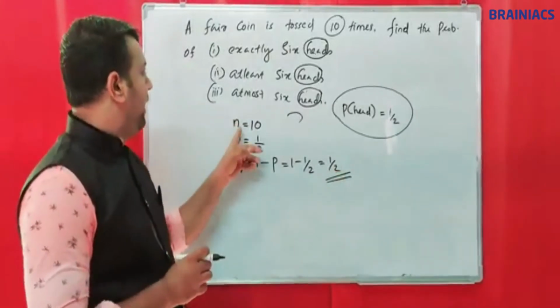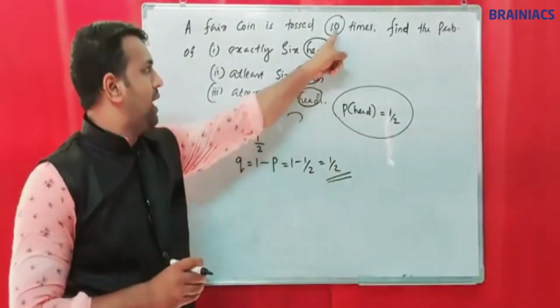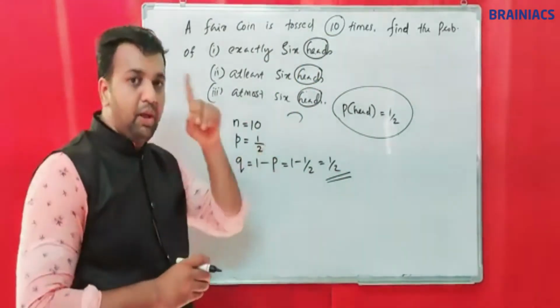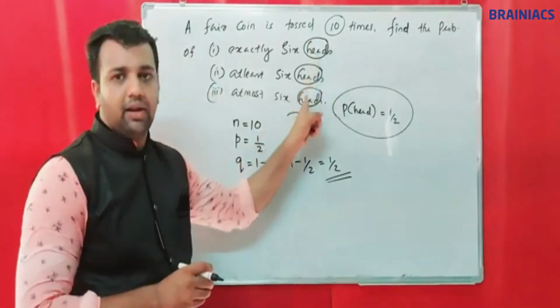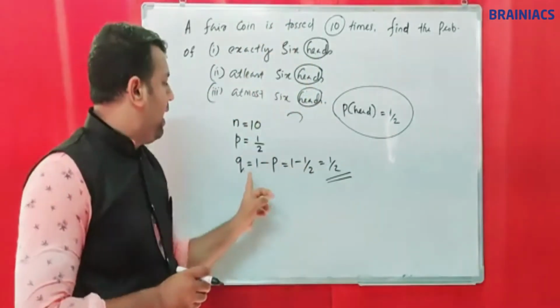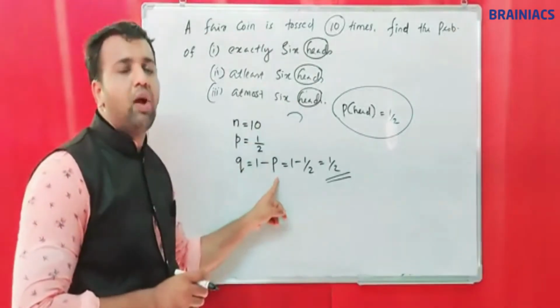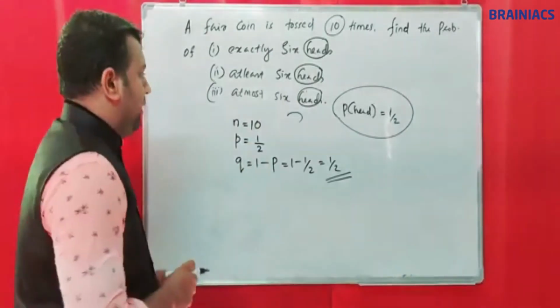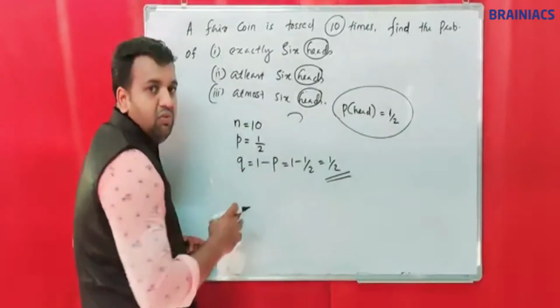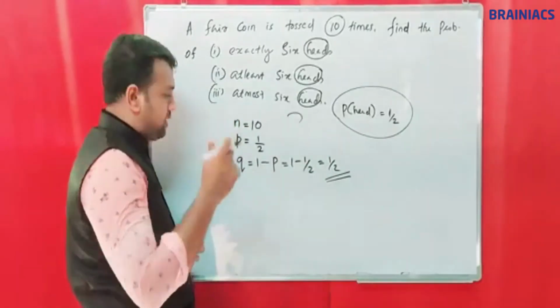Then we got n is equal to 10 and p is equal to 1 by 2 by thinking about head when tossing a coin, and q by thinking 1 minus p. By using these 3 values, we can make a binomial distribution equation.